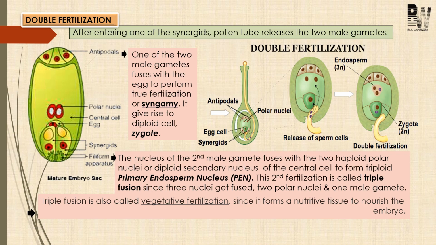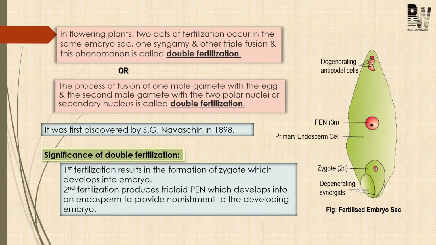Like this, inside the embryo sac, two types of fusion take place. One is syngamy and the other is triple fusion. Such a type of fertilization is called double fertilization. So in flowering plants, two types of fertilization occur in the same embryo sac, one is syngamy and the other is triple fusion, and such a phenomenon is known as double fertilization.